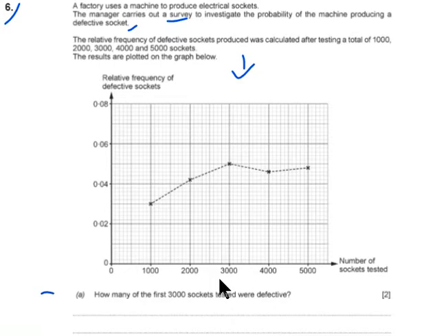So if we look along the x-axis to find the number of sockets tested, we can see that's 3,000. We have a look and see that it was there. The relative frequency taken off the y-axis, we can see is 0.05. If we multiply that by the number of sockets tested, 3,000, we can see that of the first 3,000 tested, 150 were defective.